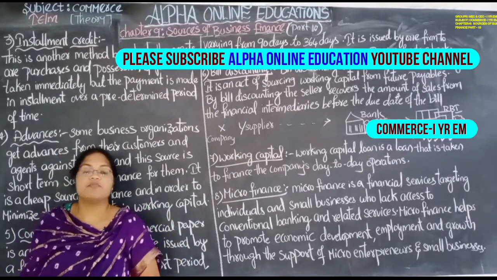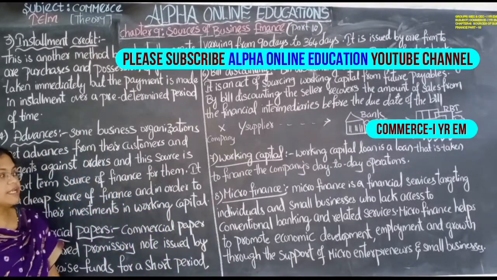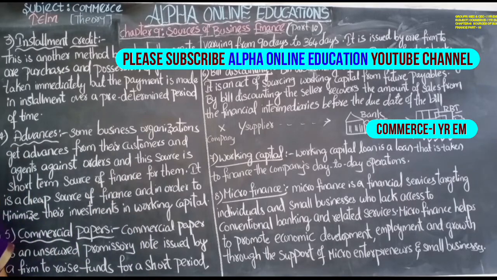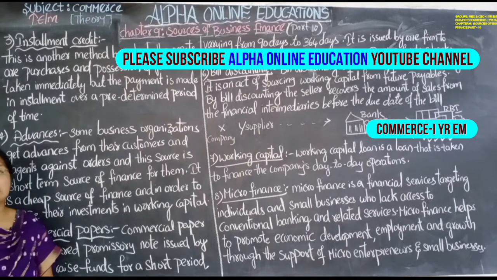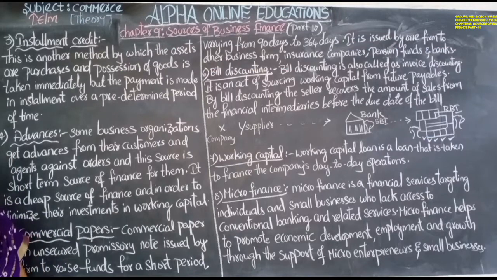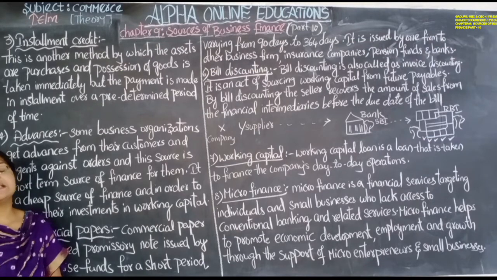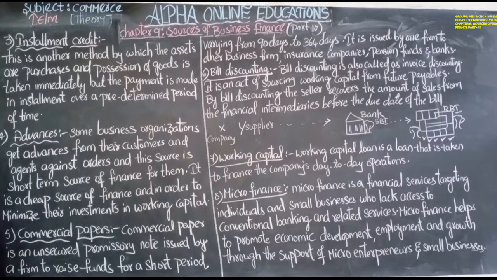Good morning ma'am, welcome to all for online education commerce theory part for the first year's English medium. The chapter that we are dealing with is the 9th chapter, sources of business finance. So this is the 10th session of this chapter. Here we are going to discuss some of the short term sources of finance which we have left in the 9th session. Yes, installment credit.